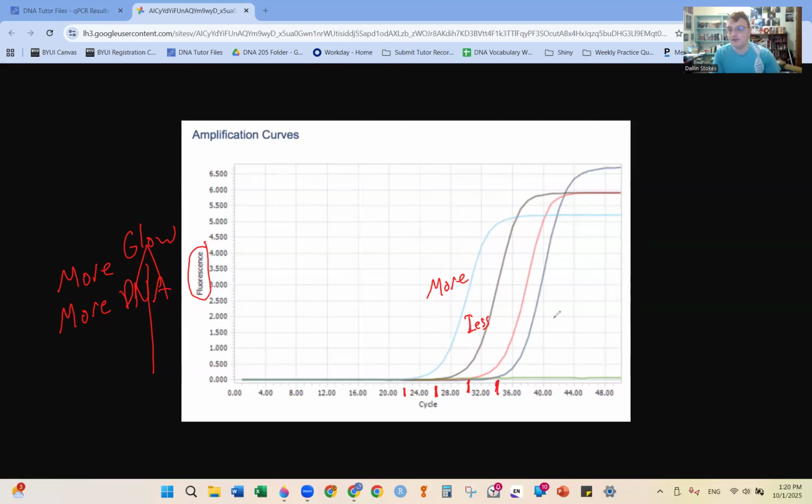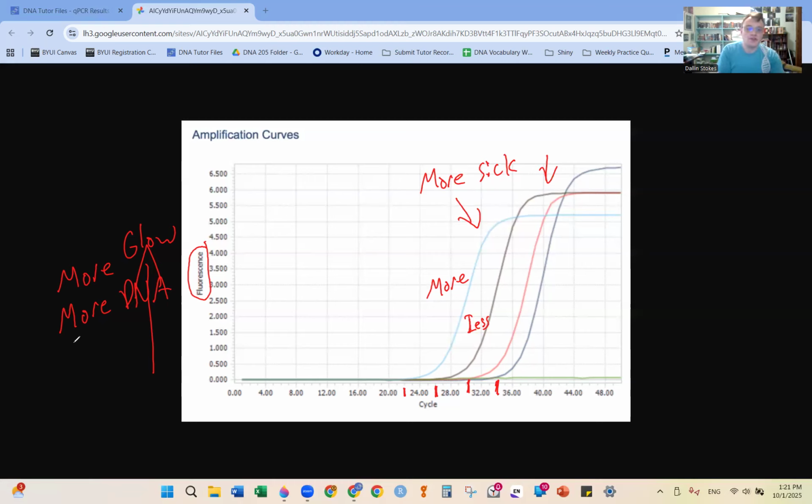So if these were four individuals with COVID, I would say the guy in blue is more sick than the guy in brown because he had more starting copies. There are more viruses in him than there are in the guy that's got the brown line here or in the guy with the red line. So that can tell me information. So we can use that to diagnose because it can tell us quantity of starting DNA strands, not just do you have COVID or do you not?